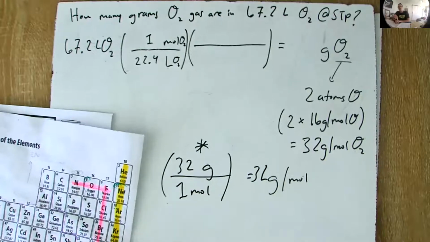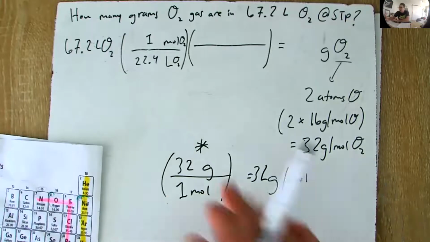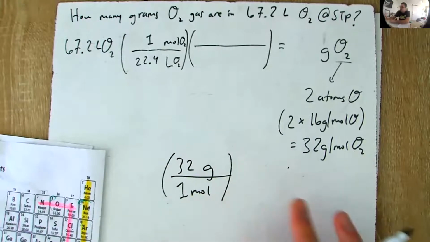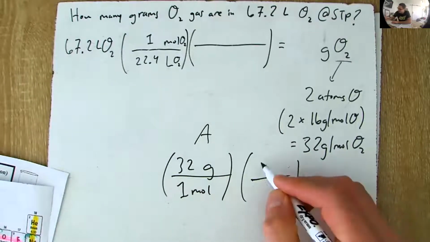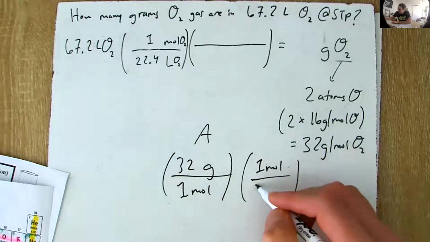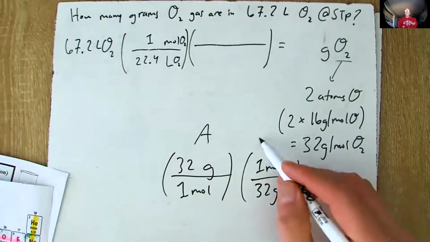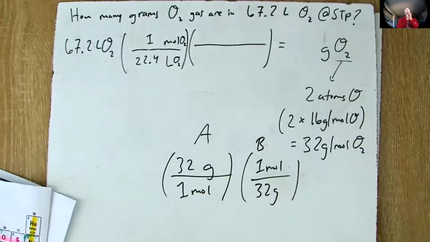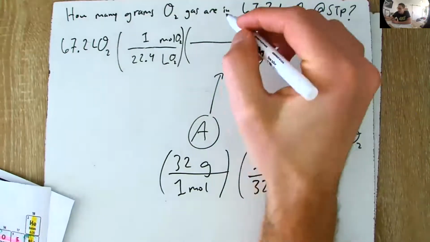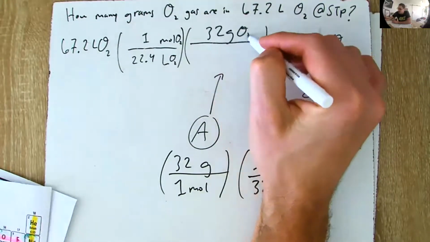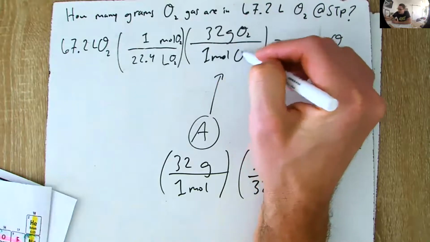Okay. So now the question is, am I going to be using conversion factor A, or am I going to be using conversion factor B? Am I going to be trying to put the grams on the top or the grams on the bottom? I think we're going to use conversion factor A. Good job. So we have 32 grams of O2 per every 1 mole of O2.